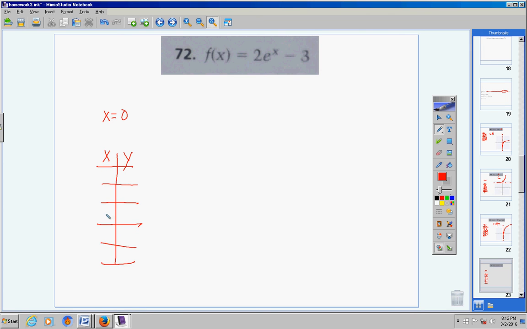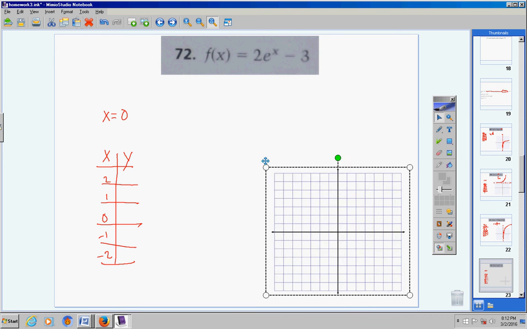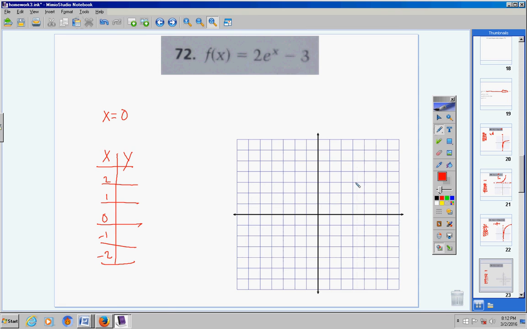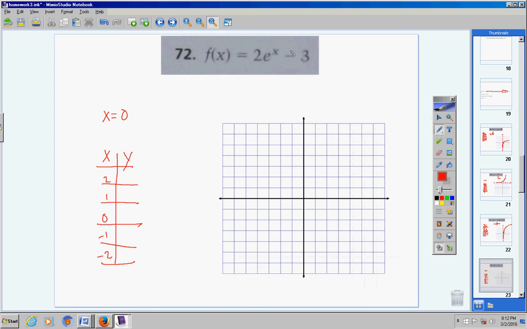Now, because I have a 0 here, we'll go up 1, 2, and we'll go down negative 1, negative 2. Also, on these types of graphs, we have a horizontal asymptote. Wherever your constant term is, that's going to be your horizontal asymptote. So here we have a negative 3 for a constant term, so my horizontal asymptote will be at negative 3. It's the number that's being added or subtracted times the exponential.